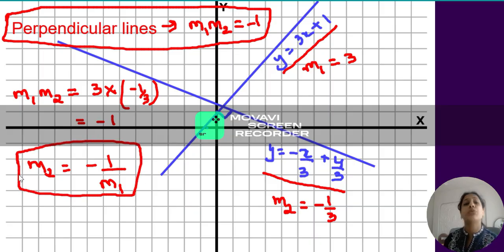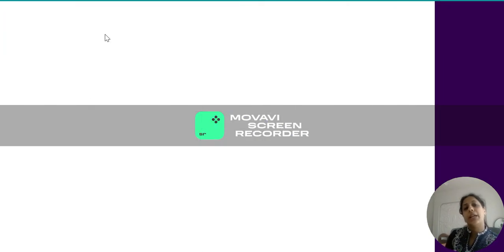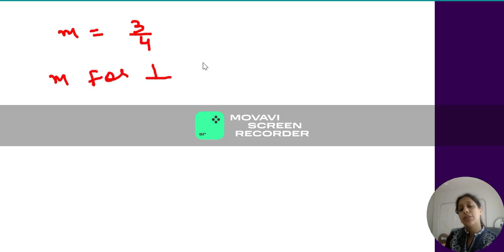That means if I ask you to find the gradient of the perpendicular line, you're just going to take the reciprocal of the gradient and change the sign, right? So let's just take an example. If I tell you that the gradient of a line is 3 by 4 and I ask you what is the gradient for a perpendicular line, right?